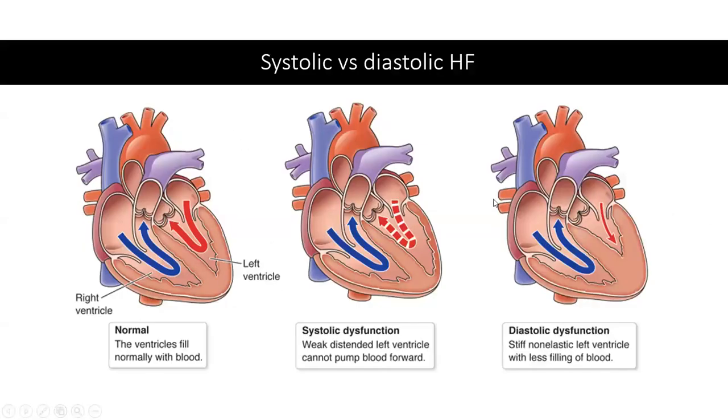So I like this picture because it kind of gives what I'm talking about here. In a normal situation, ventricles fill normally with blood. So you've got that left ventricle here, filling fine. Systolic dysfunction, weakened distended left ventricle cannot pump blood forward. So it's just kind of weak. So it's actually the push. This right here where it's trying to push isn't actually going the way it should. Diastolic dysfunction, stiff, non-elastic left ventricle with less filling of blood. So we're just not completely filling this portion up here. While systolic, it's a matter of I can't push outwards. Diastolic, it's a matter of I can't actually fill up with enough blood to push outwards.